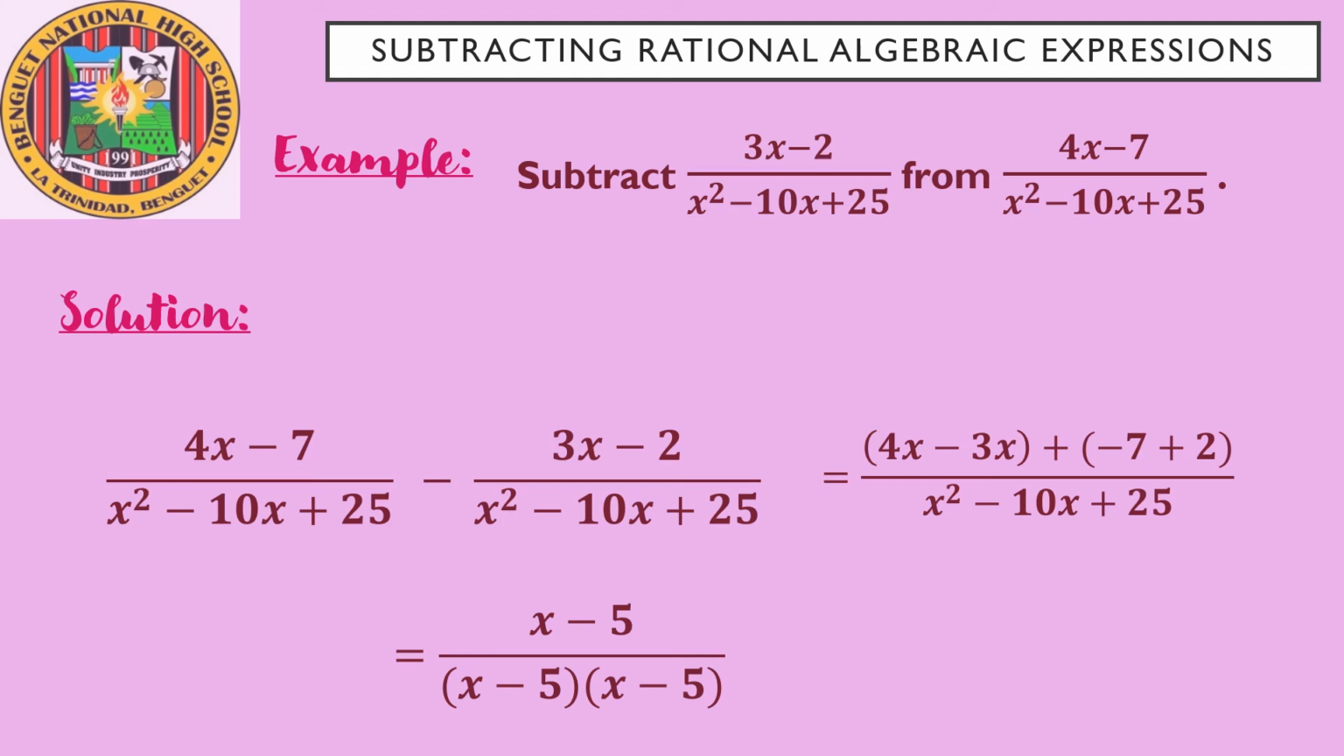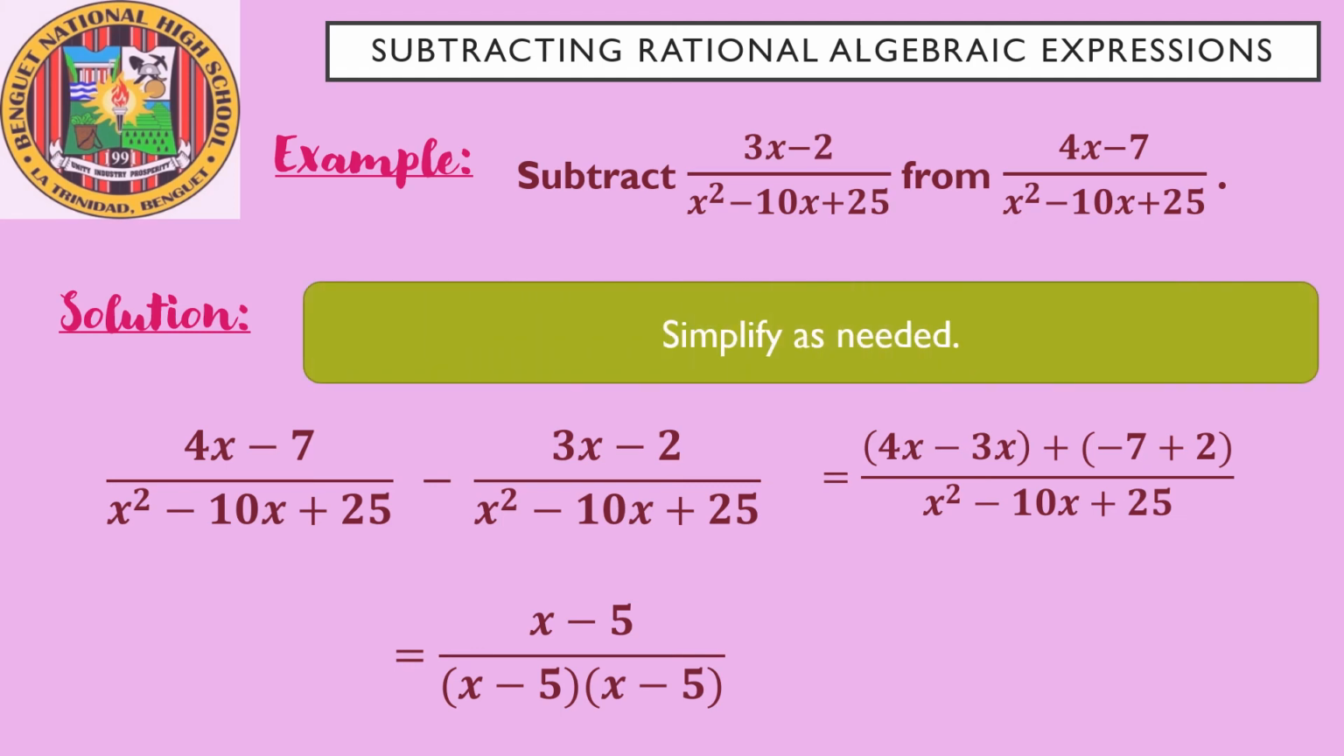Then we can simplify our final expression if needed. Looking at the RAE, we can see that the quantity x minus 5 is common in the numerator and denominator, so we cancel those out. This leaves the simplest form of our expression, which is 1 over x minus 5.